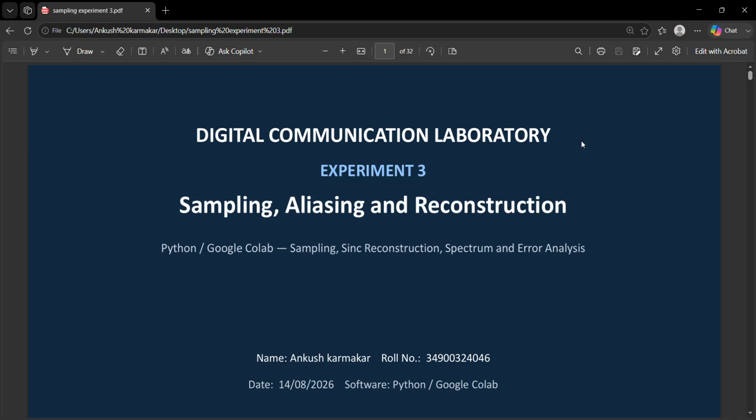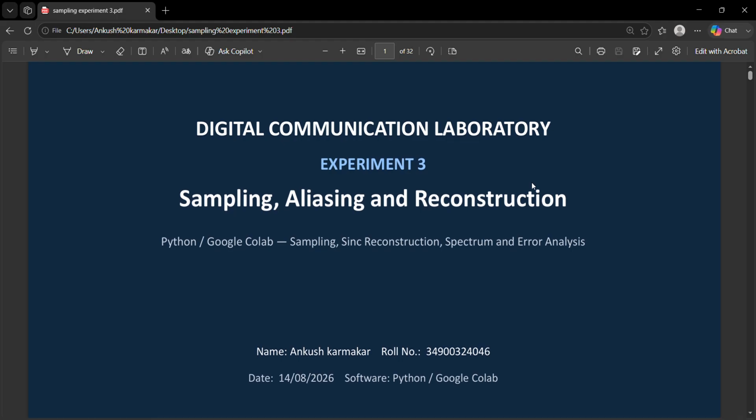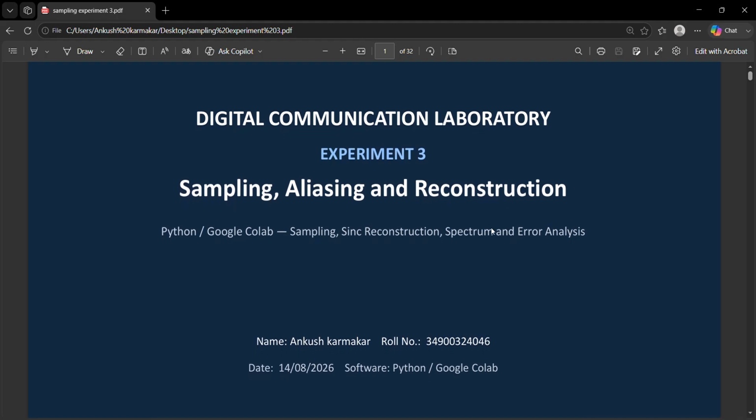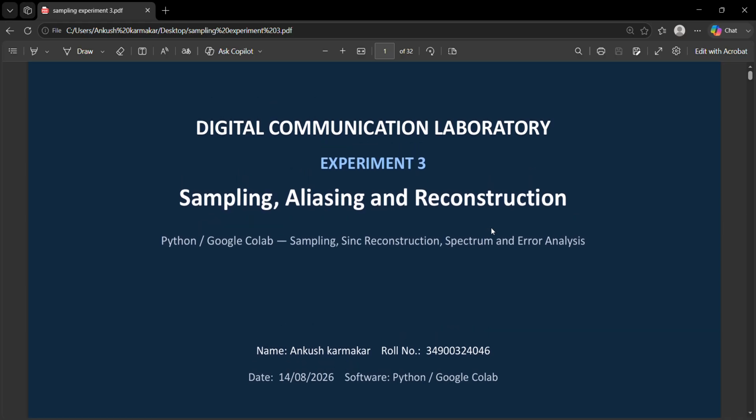Good morning everyone. Today I am going to present experiment 3, sampling, aliasing and reconstruction, from the digital communication laboratory. I have implemented this experiment using Python in Google Colab. The main purpose of this experiment is to understand the sampling theorem, observe aliasing and reconstruct the sampled signal using sinc interpolation.